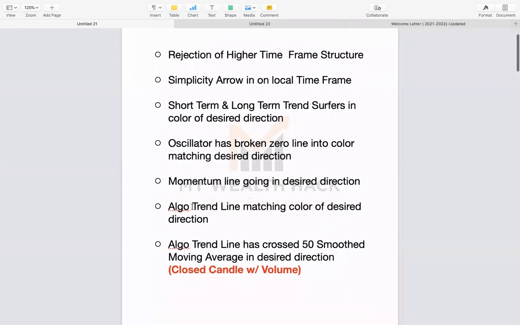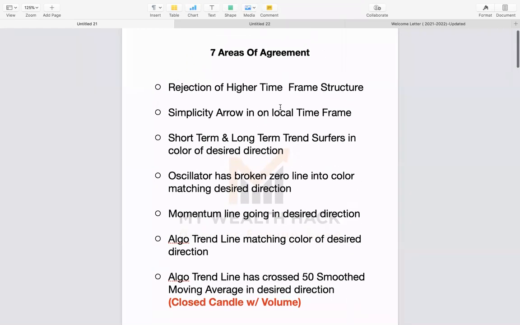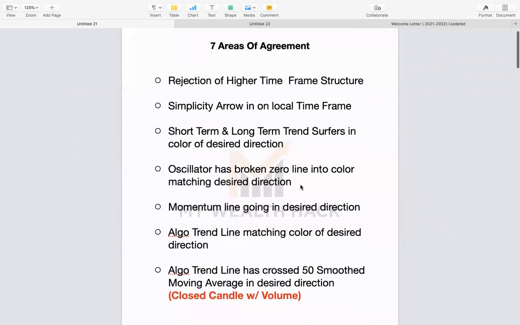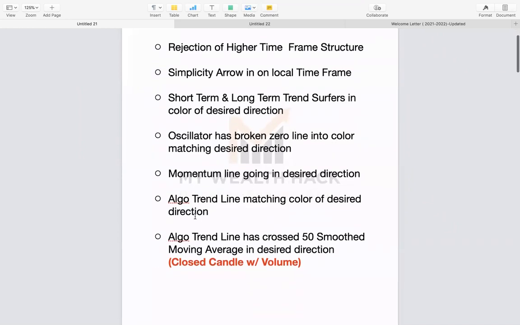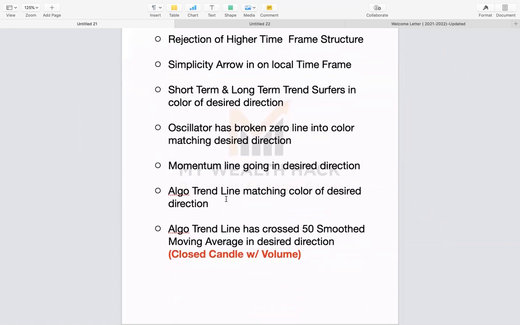The algorithmic trend line should be matching in color of the desired direction. So in this scenario, we had a simplicity arrow going down. Short-term and long-term trend surfers are red, meaning going down. The oscillator has broken the zero line going down and being red. The momentum line is going down, as well as the algorithmic trend line should be red in color, meaning that momentum is going down.